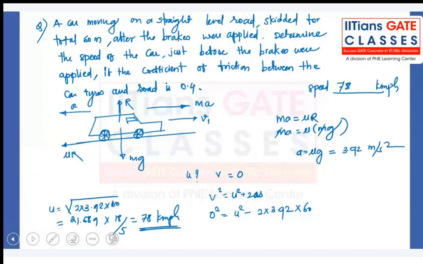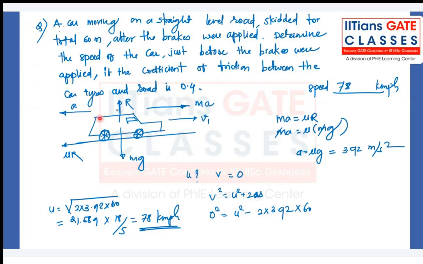So in this question, they have mentioned a car is moving on a straight line and skids for a total of 60 meters after applying the brakes. So we applied the brakes, but suddenly the car will not stop. It will skid for some distance, and that distance here is 60 meters they have given. Determine the speed of the car just before the brakes were applied, if the coefficient of friction between the car tire and the road is 0.4.